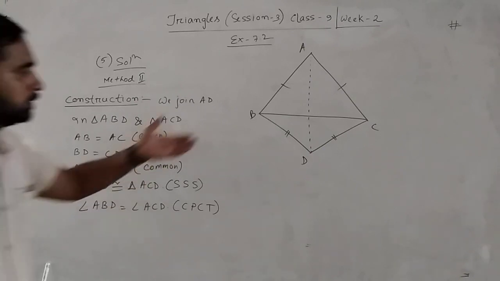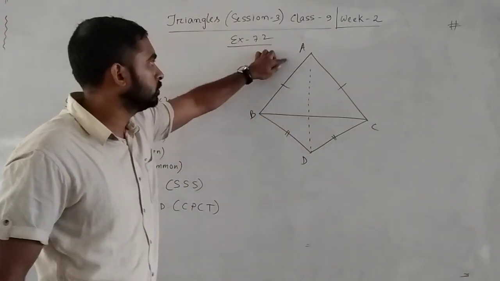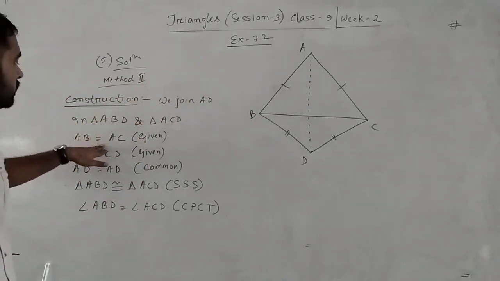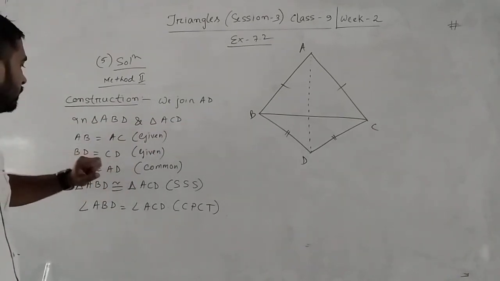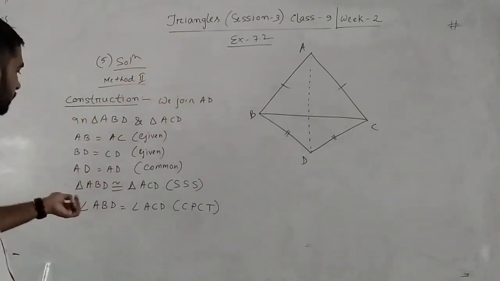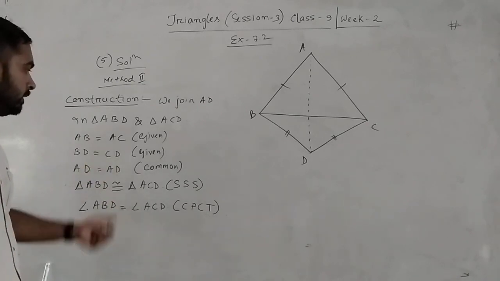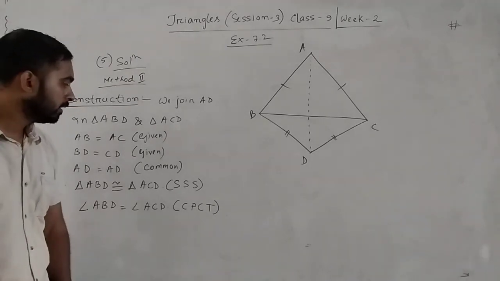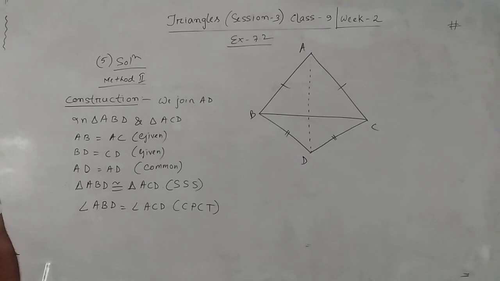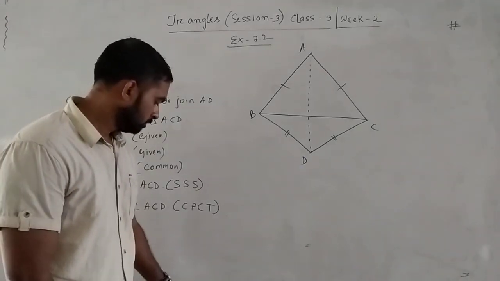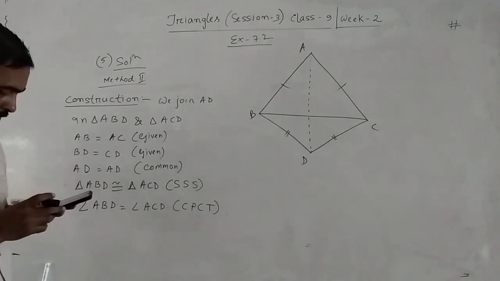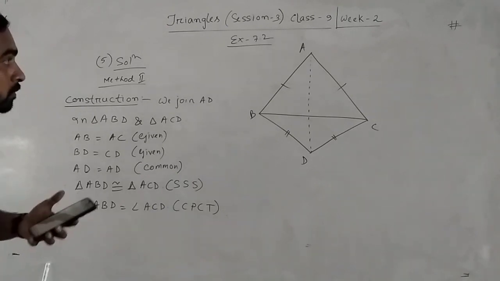Nothing more. Just first join AD, then choose triangle ABD and triangle ACD. AB equal to AC, which is given in the question. BD equal to CD, which is also given in the question. AD equal to AD, common in both triangles. Triangles ABD and ACD are congruent by side, side, side. Therefore angle ABD equals angle ACD. Done.